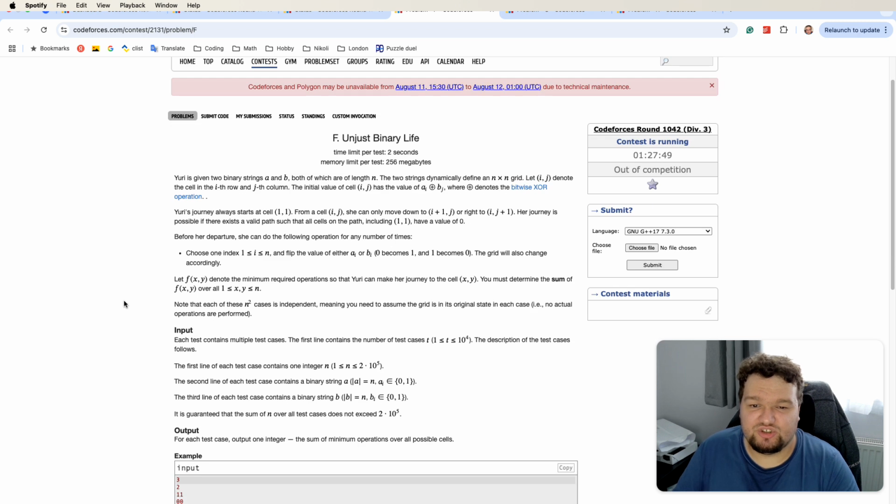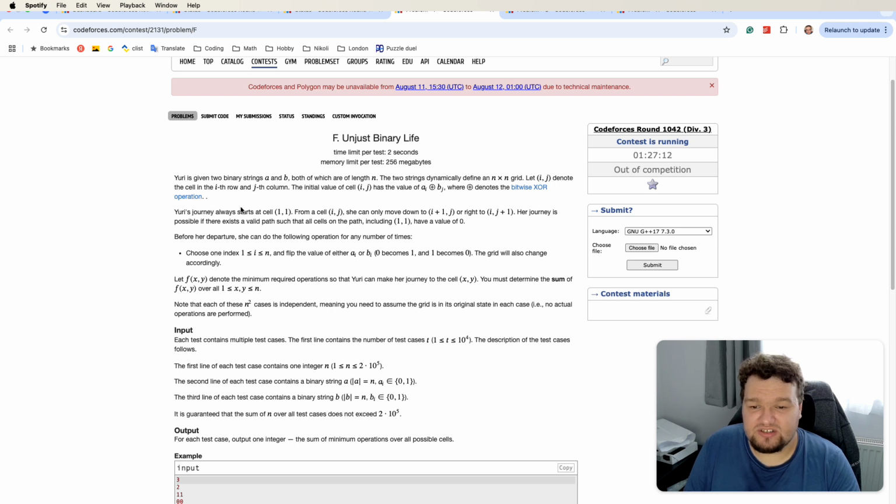Problem F, unjust binary life. Yuri is given two binary strings A and B, both of which are of length n. What is it? The third or the fourth problem where we are given two arrays of the same length. The two strings dynamically define an n by n grid. Let (i, j) denote the cell in the i-th row and j-th column. The initial value of cell (i, j) is A_i XOR B_j. Okay.